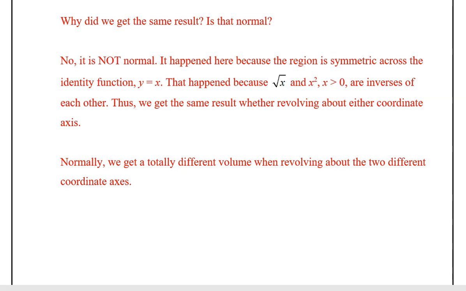This is the end of this video, just giving mixed practice on volumes of revolution by disks and washers. In the next video, we'll take a look at a different method of computing volume called volumes of revolution by shells.